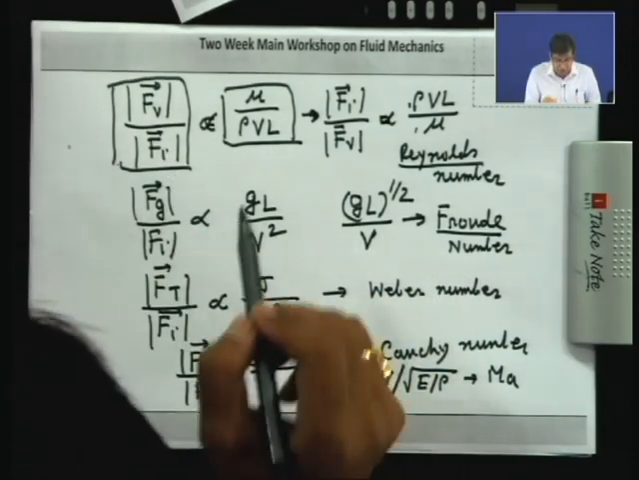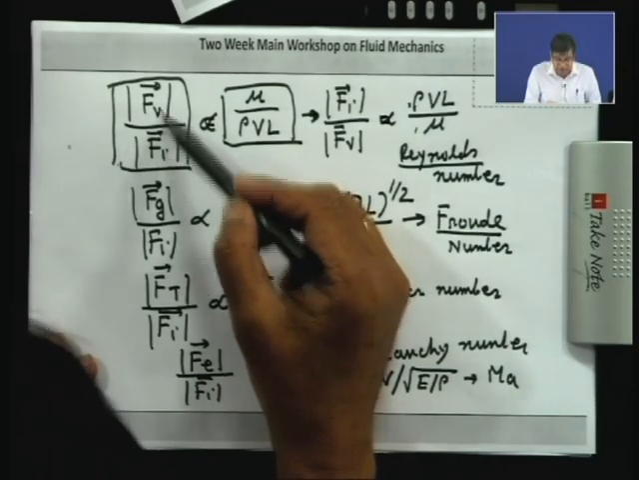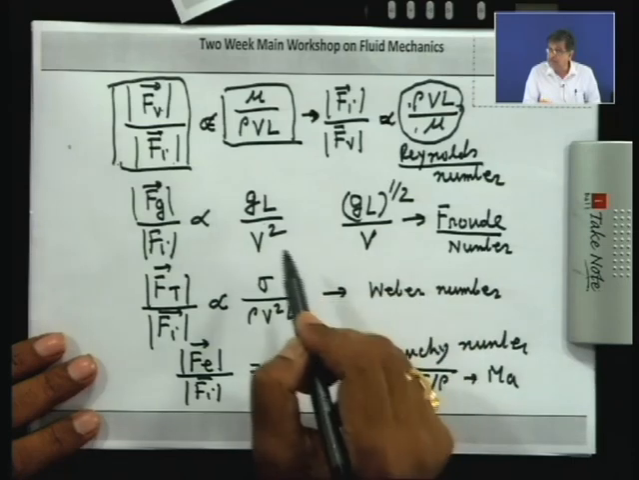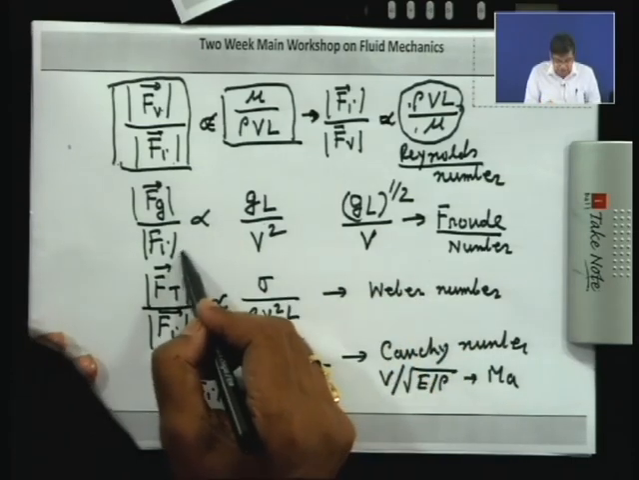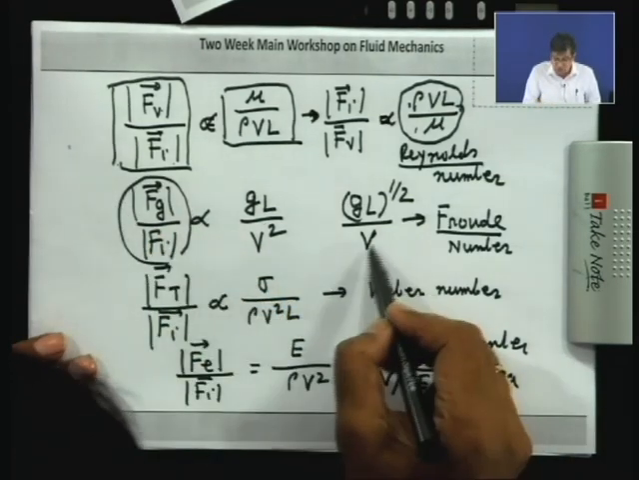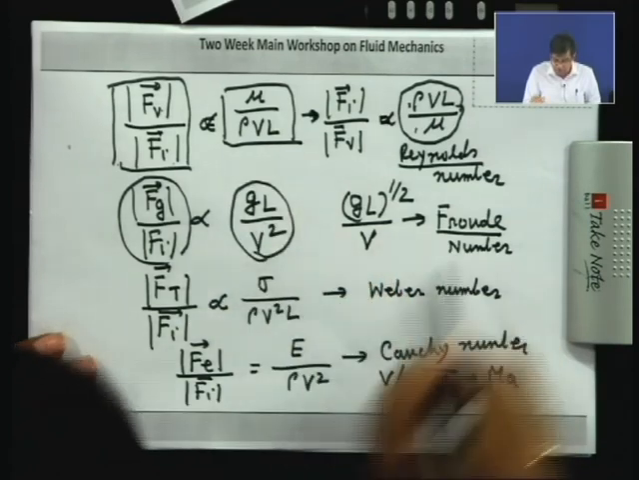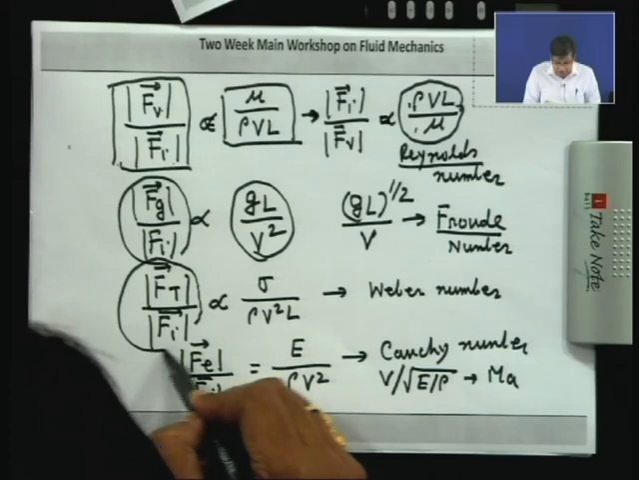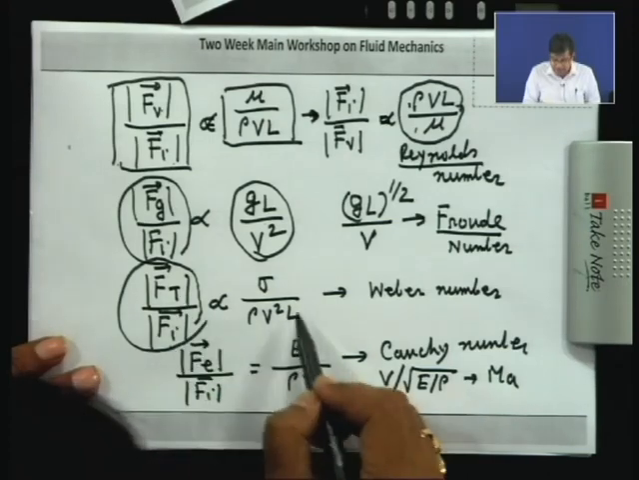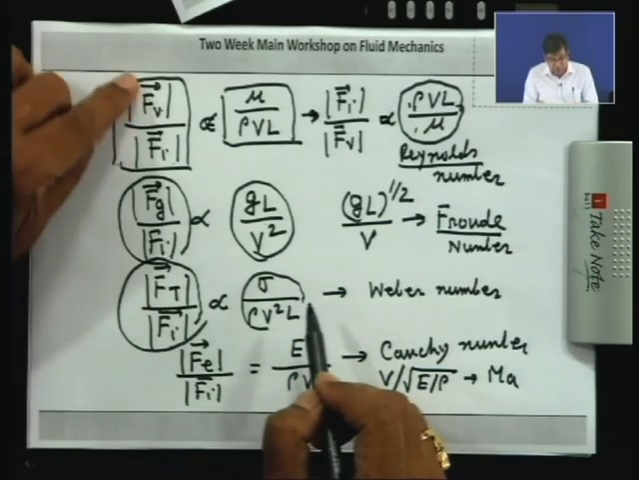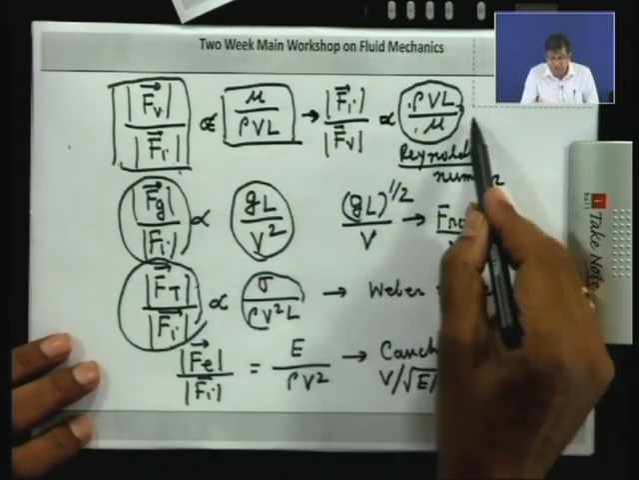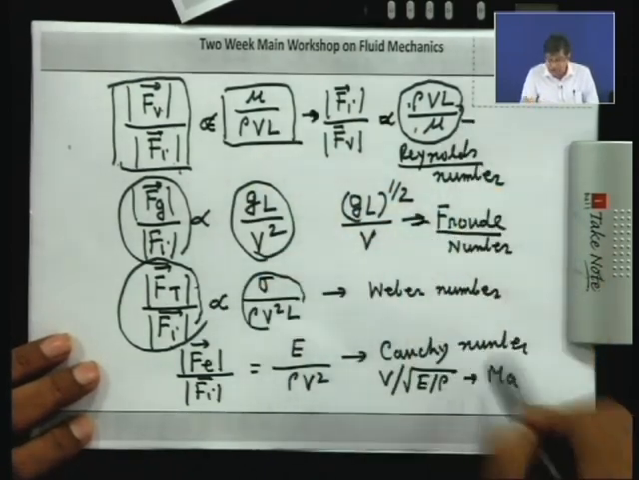That means if a problem is governed by the viscous force and the inertia force, then this grouping, the Reynolds number, has to be the same at corresponding points. Similarly, for gravity and inertia, this grouping has to be the same, that is, the Froude number has to be the same. Similarly, if a flow problem is governed by surface tension and inertia force, this has to be the same. And if it is governed by all the forces, all these magnitude ratios have to be the same. That means all these non-dimensional numbers have to be the same.